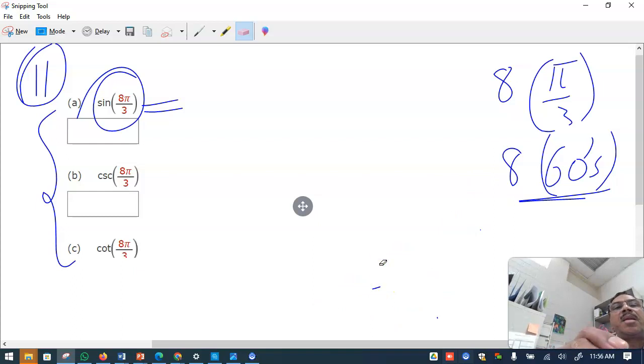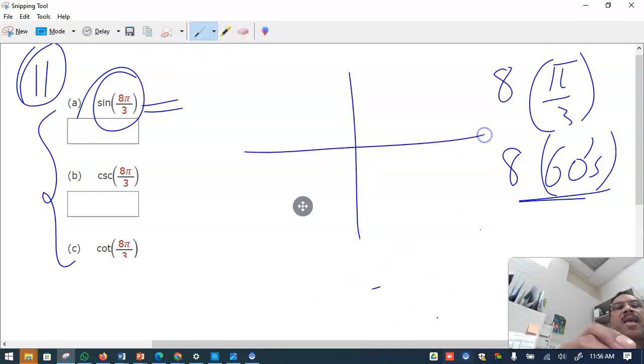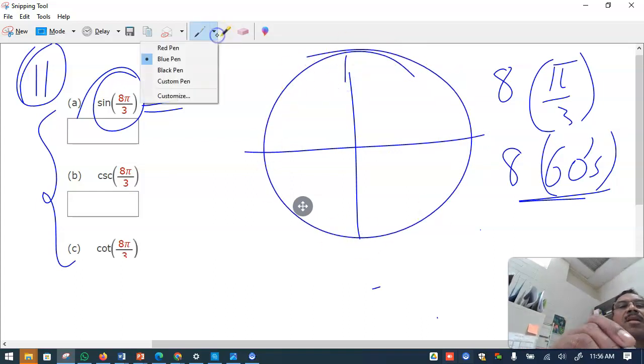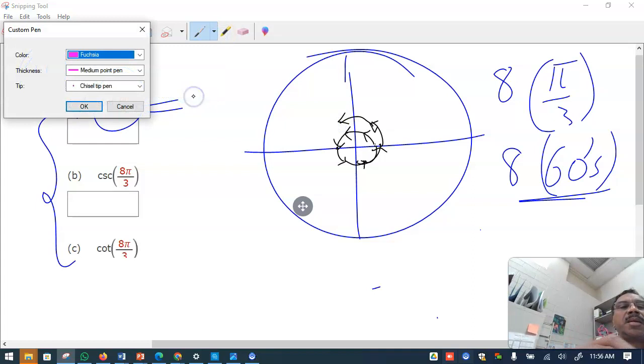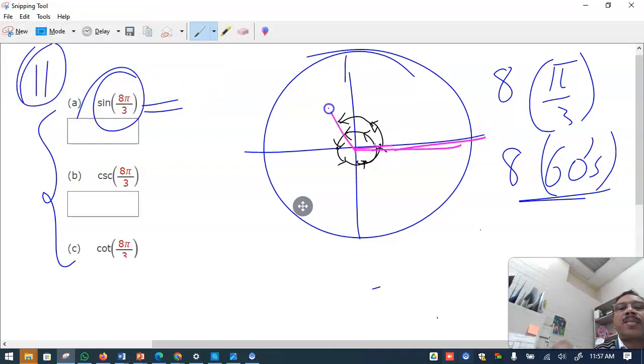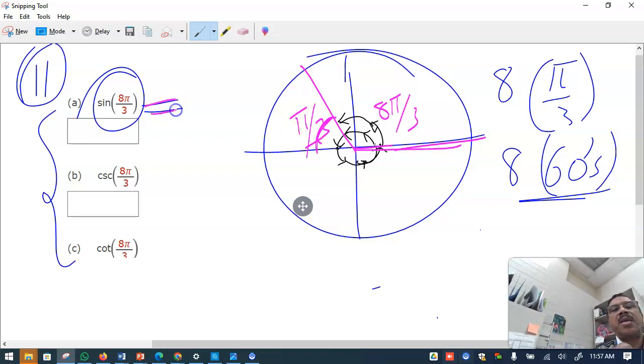So how many radians? This is the unit circle. Pi by 3 is, so it is like 1 pi by 3, 2 pi by 3, 3 pi by 3, 4 pi by 3, 5 pi by 3, 6 pi by 3, 7 pi by 3, and 8 pi by 3. So the angle is in the second quadrant. See? So this is 8 pi by 3. That means the reference angle becomes pi by 3. So the answer for this will be, and you can see this is minus and plus.